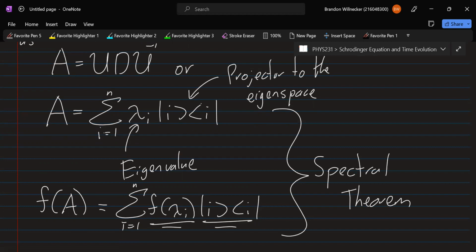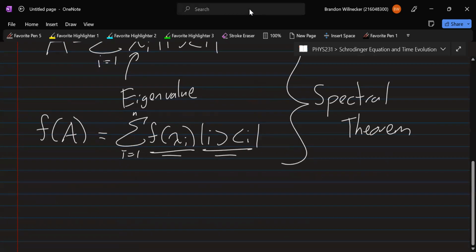Just a note on this spectral part: the set of possible eigenvalues for a given operator we call the spectrum. If you think about it in terms of quantum mechanics, those are your expected values for a measurement. So if you measure something, you have to get one of those values. That is the spectrum, and this is the spectral theorem. Okay, so let's go through the example.